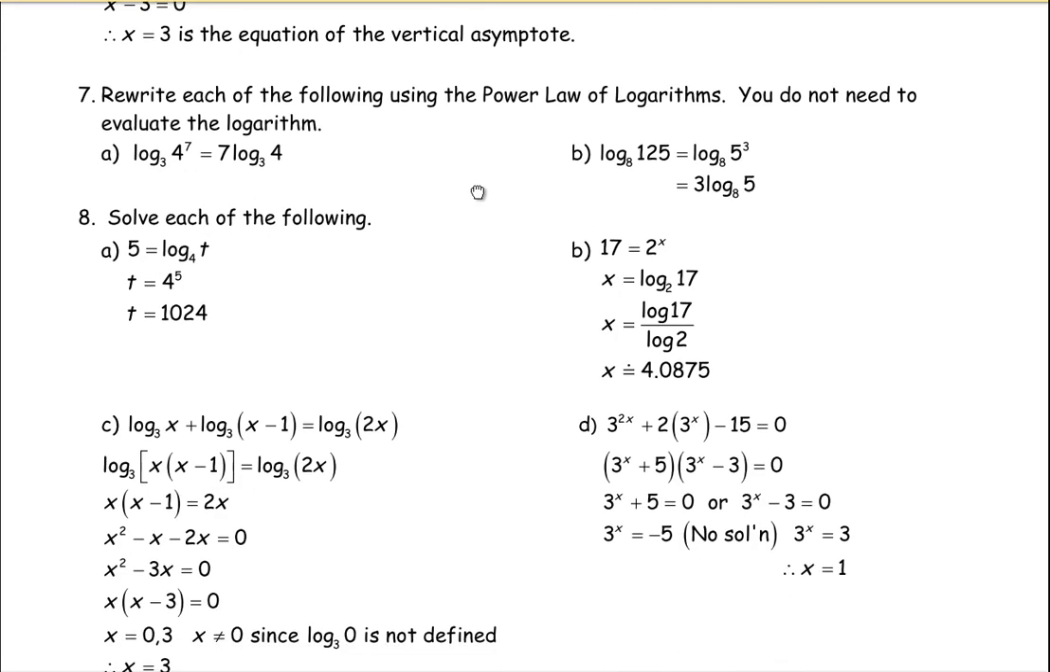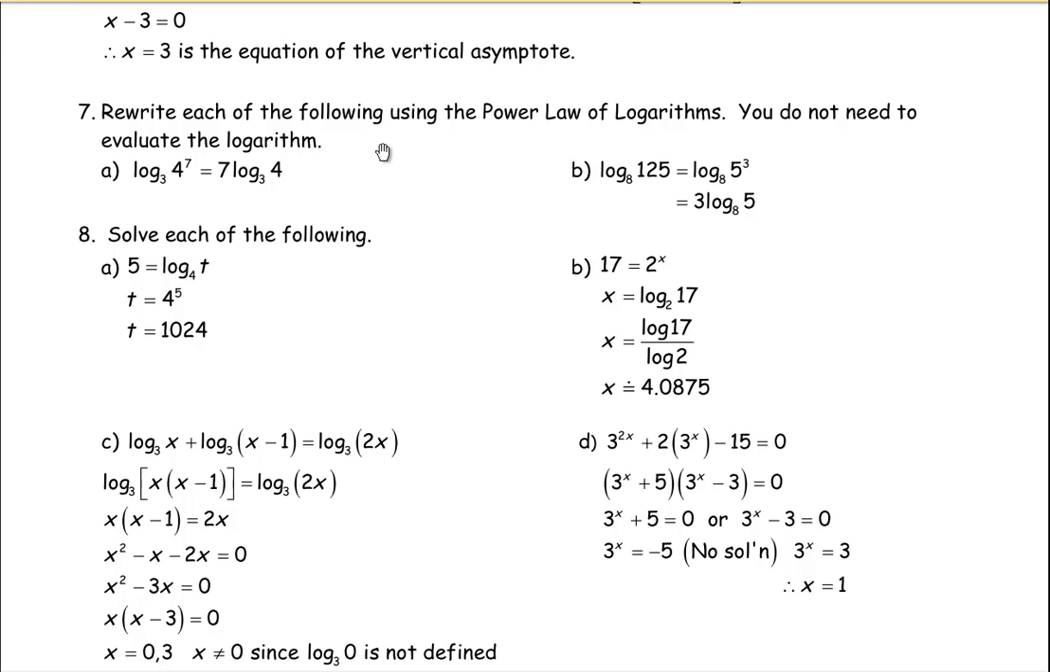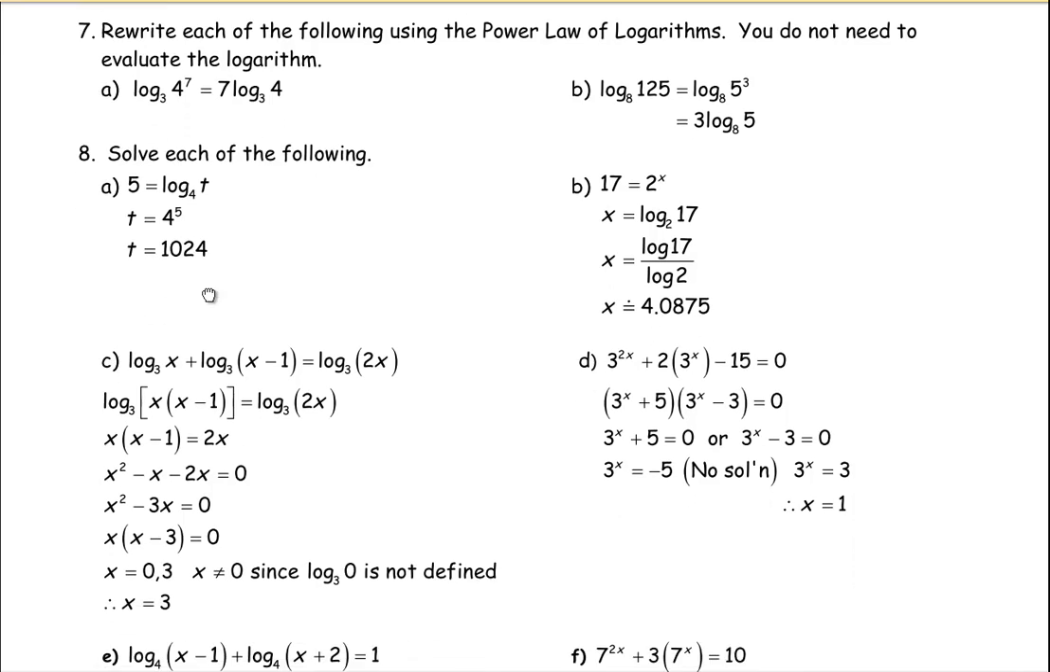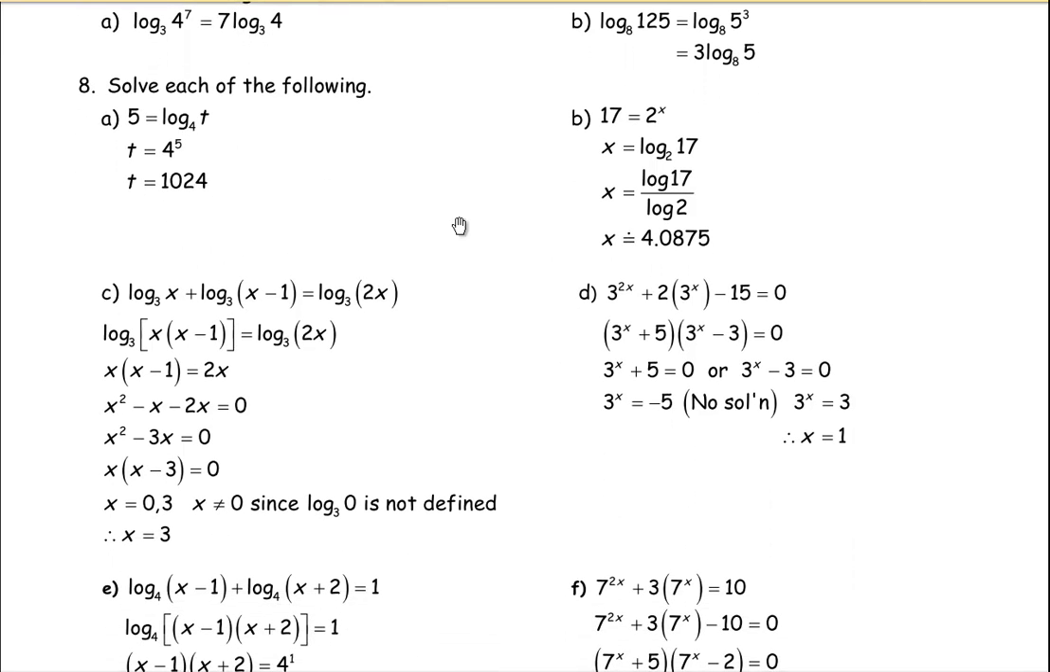Flipping over to question number 7. Rewrite each of the following using the power law of logarithms. And so the first one, we're given the log of 4 to the 7th base 3. So this 7 exponent in the power can come down and be multiplied in front. So that's equal to 7 times the log of 4 base 3. In question B, you'd have to write the 125 as a power. It's 5 cubed, so the 3 can come down in front and write it as 3 times the log of 5 base 8.